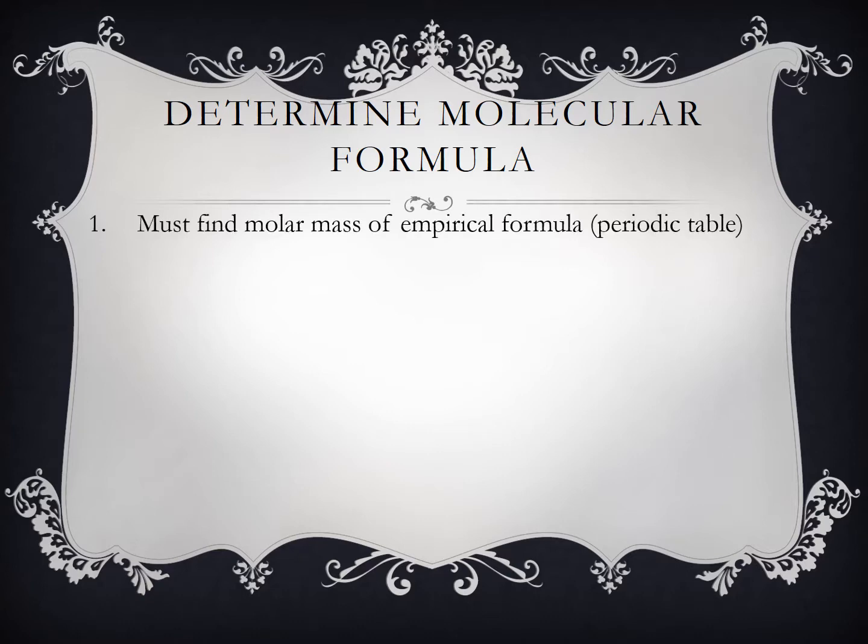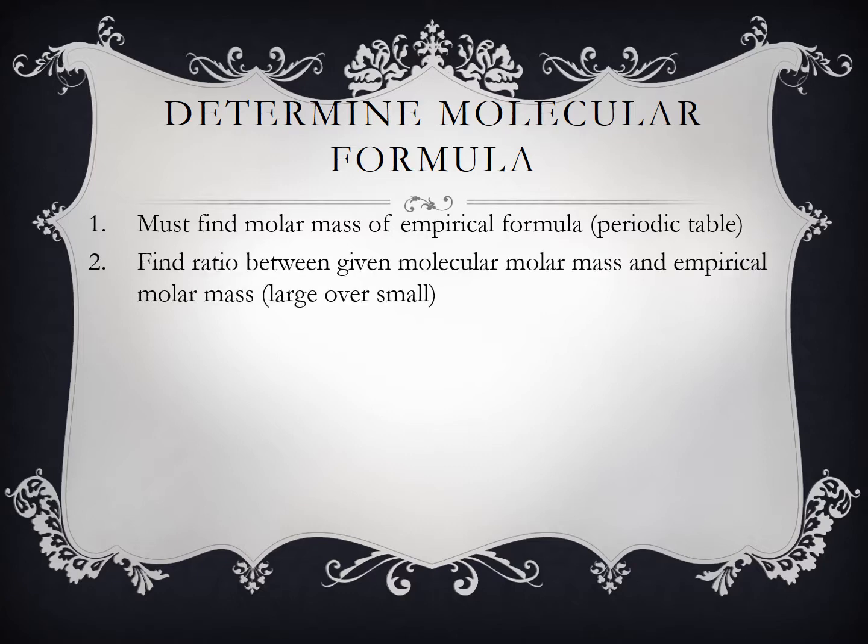So here we have, find the molar mass of the empirical from the periodic table, using the molar mass to find moles in the mole ratio. Then do the molar masses between the molecular and the empirical, large over small. Sometimes they're the same because the molecular can be the empirical.